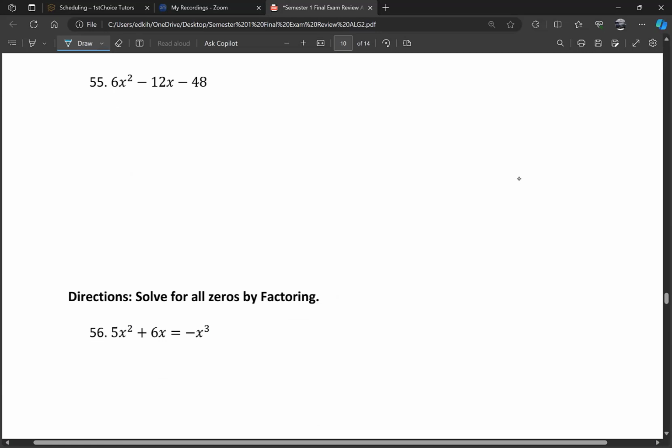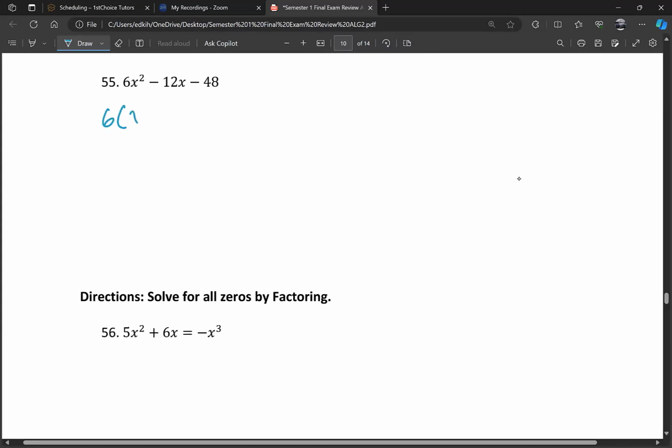All right, so in this question, we have to factor. Again, always look for a GCF first. We do have a GCF. 6 goes into all of them, so I'm going to take that out.